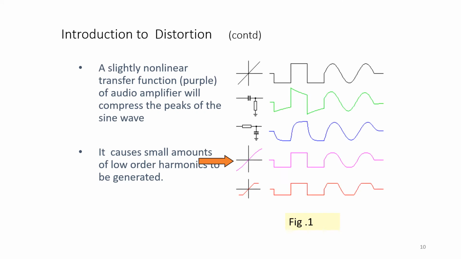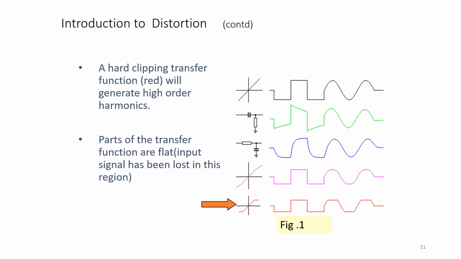Next, if you send it through a circuit with a slightly nonlinear transfer function, the waveform in purple color, it will compress the peaks of the sine wave. It causes small amounts of low order harmonics to be generated. Next, a hard clipping transfer function, the red waveform shown in the figure with the arrow mark, will generate high order harmonics. Parts of the transfer function are flat, so the input signal has been lost in this region. So these are the different types of distortions when you pass the waveform through different circuits.